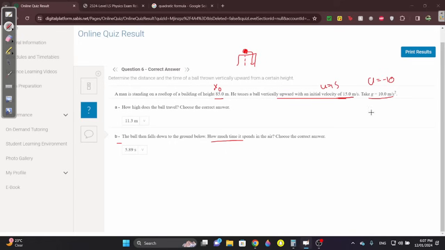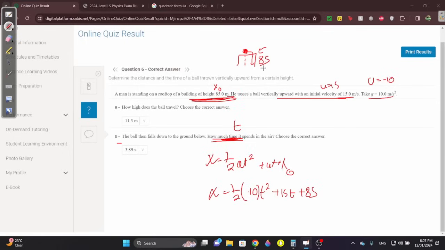A equals negative 10. They want the time. Which one has x, a, u, and t? x equals half at squared plus ut plus x naught. So x equals half times negative 10 times time squared, plus ut, so 15t, plus x naught, which is 85, because we're starting up at 85 meters. The building is at 85, so our initial position is 85 meters.